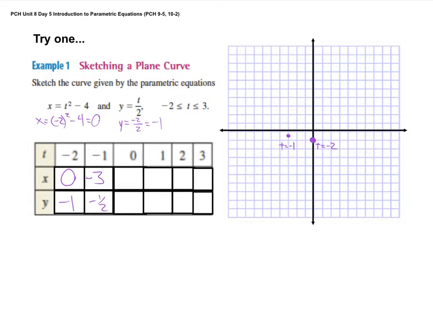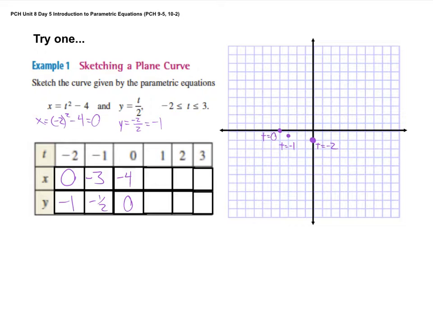Okay? What do you get when you plug in 0? (-4, 0). Okay? (-4, 0). So we are right here. t equals 0.